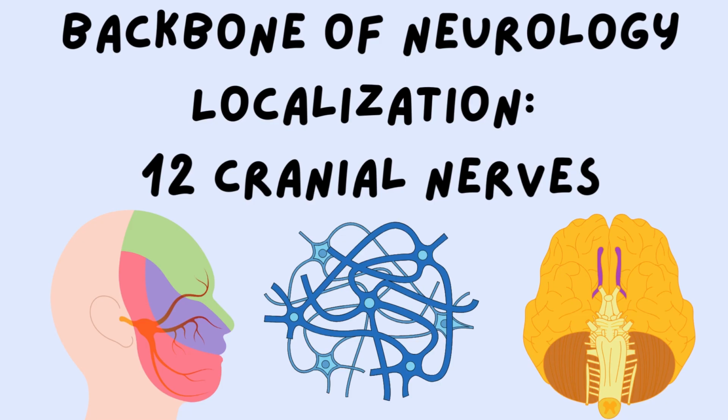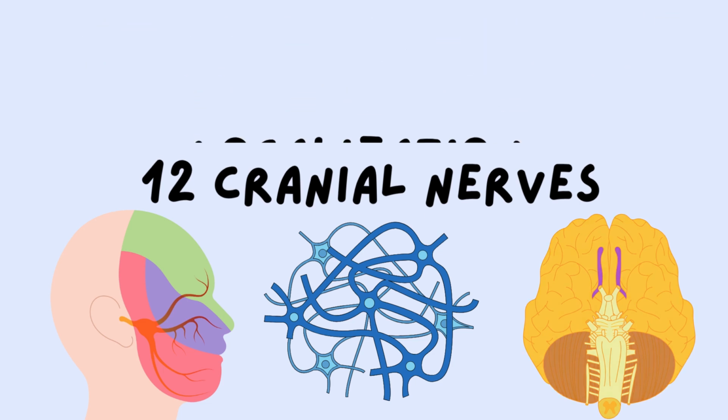The true backbone of neurology localization is the 12 cranial nerves. This is our North Star, and anytime we're faced with any question or any patient where we feel we need to have some localization, we will always come back to the 12 cranial nerves. Now, when taking an exam or doing practice questions, I always recommend starting by listing the 12 cranial nerves, 1 through 12, listing them in a row on your piece of paper.